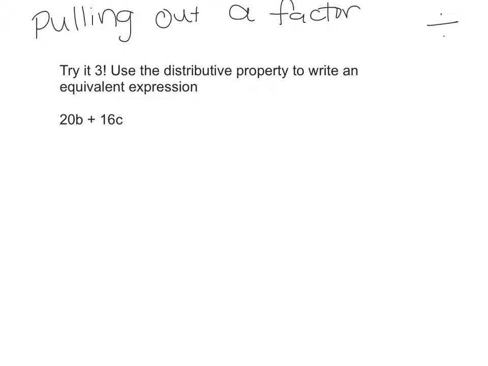Okay, 20b and 16c, the coefficients do share a factor. Again, our factor is 4. So I'm going to pull a 4 out. And if I pull a 4 out, then what's left in my parentheses? I have 20b. If I pulled out a 4, divided it by 4, I'd be left with 5b. If I divided 16c by 4, I'm left with 4c. And again, I'm dividing by 4. So then I have 5b plus 4c.